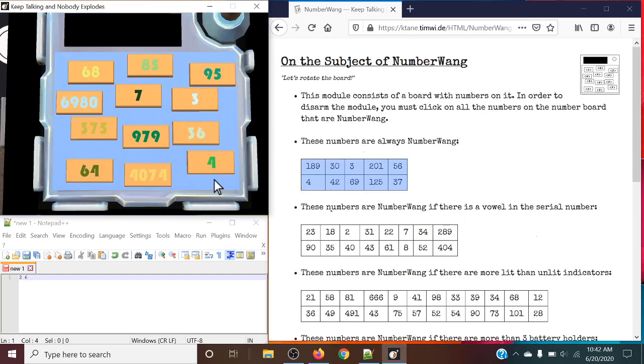Nothing, so that means we still have a couple more to deal with here. I also see a 3 right here. We can press that. And let's check for any of the other numbers. So, 189, 30, 3, we already got the 3, 201, 56, 4, 42, 69, and 125, and a 37. It appears we do not have any of these other numbers.